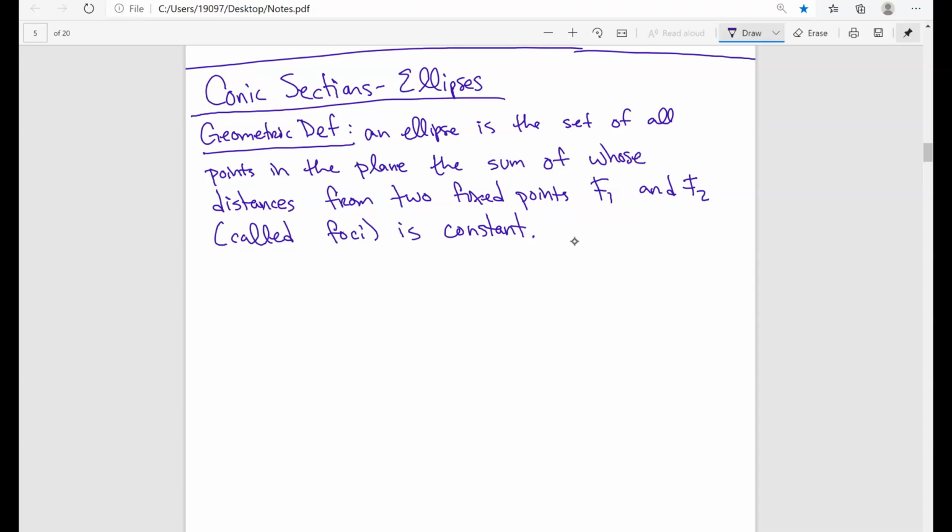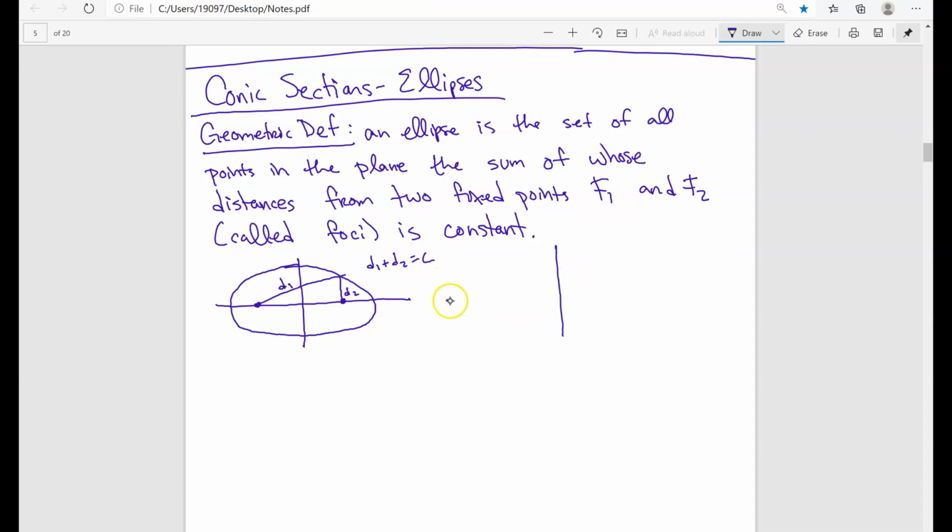You've probably seen ellipses before. You basically have an elongated circle. It's not quite a circle, it's more oval-like. There are two points within the ellipse, not actually on the ellipse, and the sum of these two distances is constant. Here's distance 1 and here's distance 2. So the sum of the distances is constant.